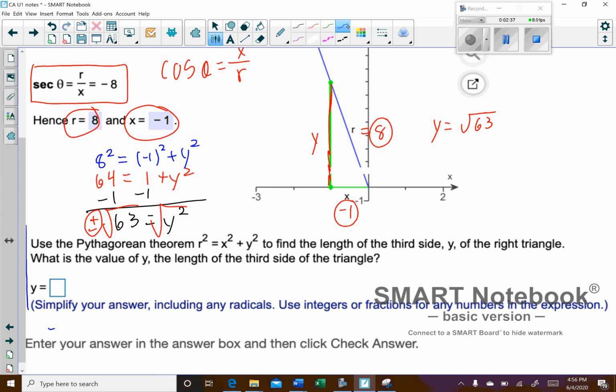So what we can do here is 63 can break up into the square root of 9 times the square root of 7. Now the square root of 9 is a perfect square, so that'd be 3 square roots of 7. That would be the answer for what the y value is right there. Hopefully that helps. If not, send me another fresh example, and I can work it from the beginning again, and hopefully that'll help.